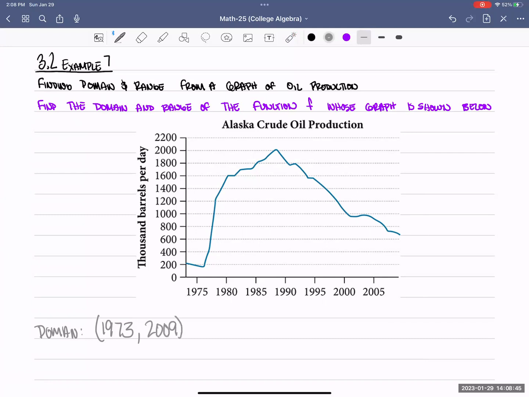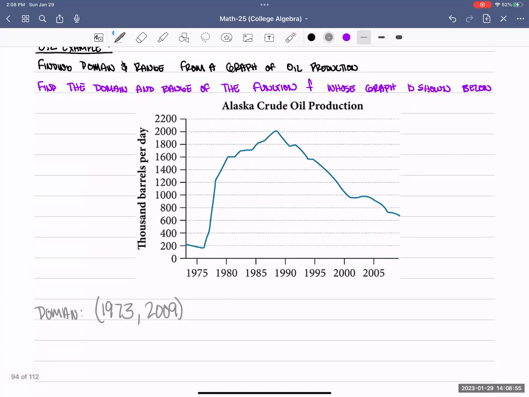Again, using parentheses because we don't know exactly if it goes all the way to 2009 or not, but that's just our rough estimate. And if they did want exact values, they would have given us a graph that was just a tiny bit better, because I wouldn't even say that we have much data for 2009. But that's our domain. And now going for our range.